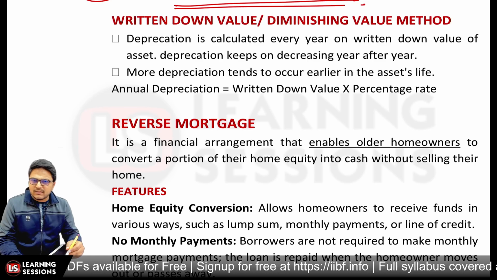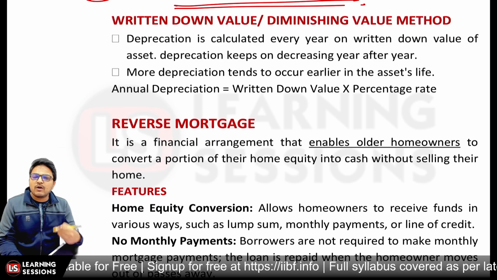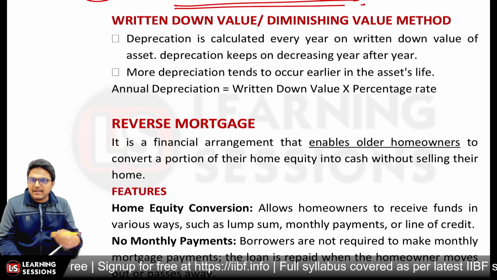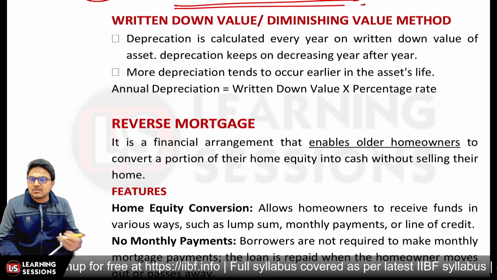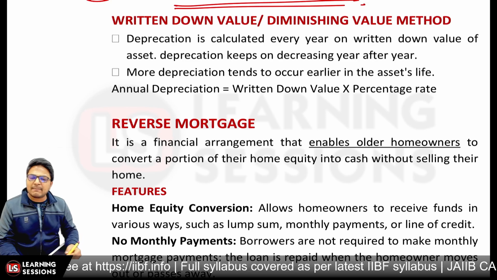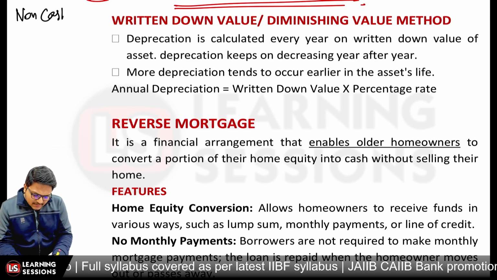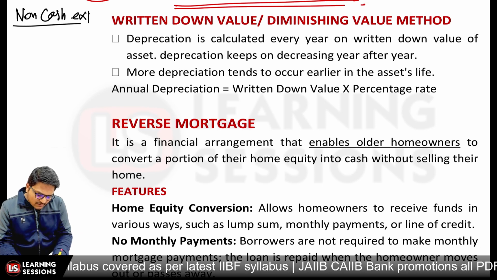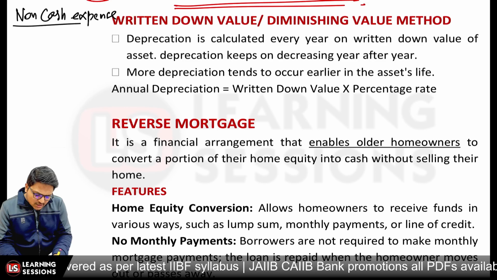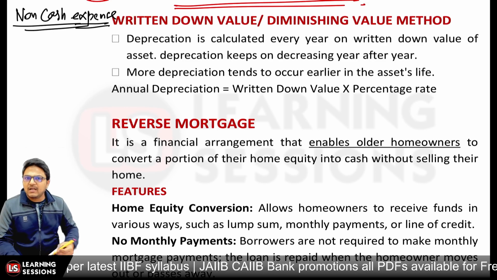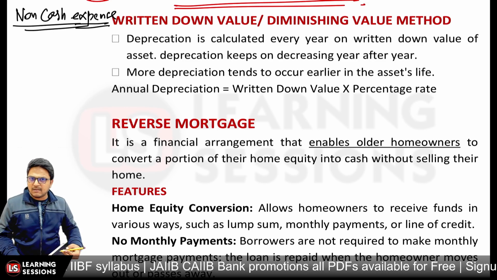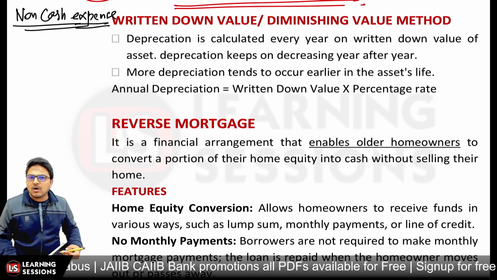In case of diminishing value method, a fixed percentage of the amount is actually debited as a depreciation expense, right? And depreciation is what? Depreciation is a non-cash expense, because when we are going to actually deduct the depreciation, the amount is not going anywhere. It is still with the company. Right? So that's why it is said to be the non-cash expense.